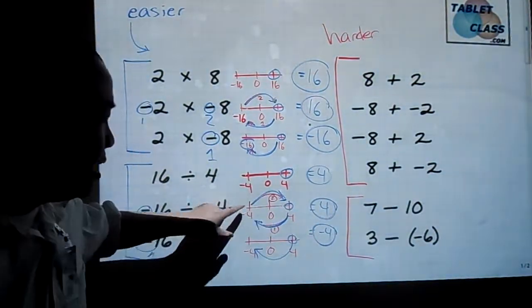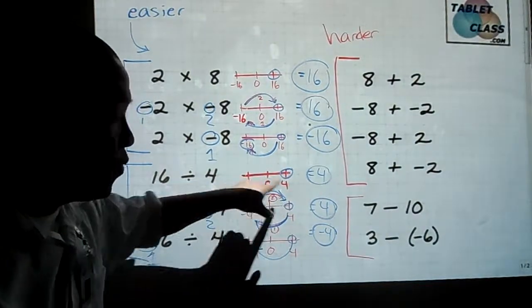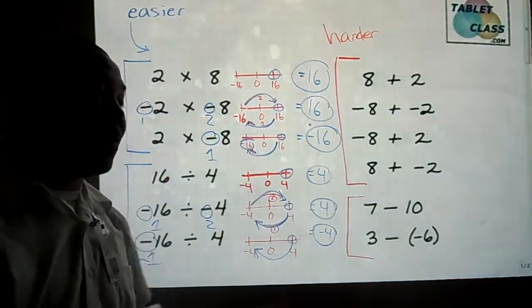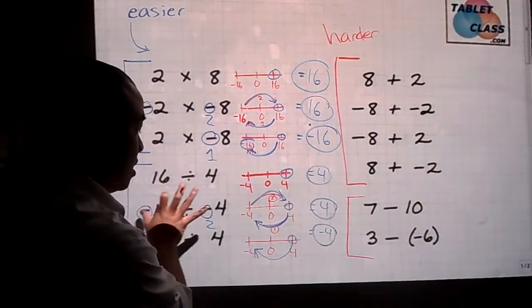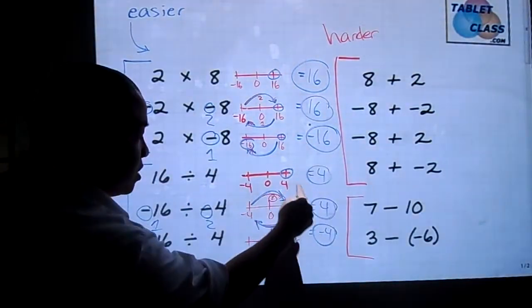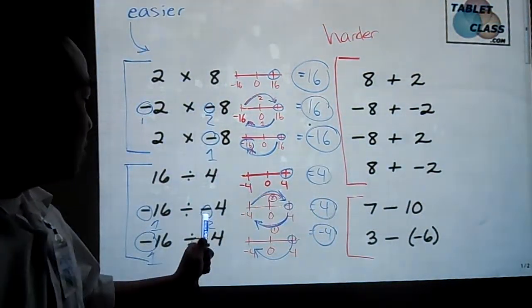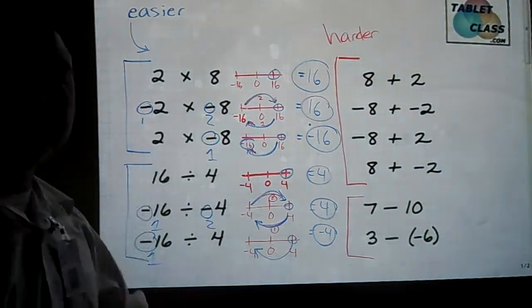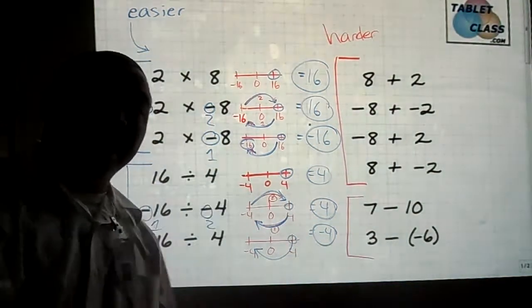Okay, I know what you're thinking. Does this keep bouncing back and forth? If you're multiplying or dividing multiple integers, many integers, it's going to bounce in circles. Okay, so you want to keep track of the negative signs. Be sure to watch this video as many times as you need to.